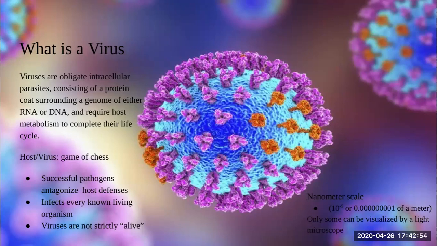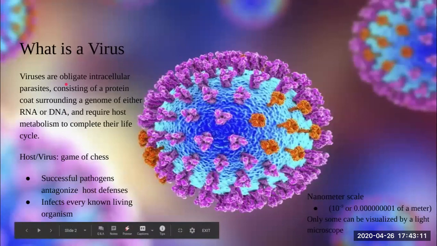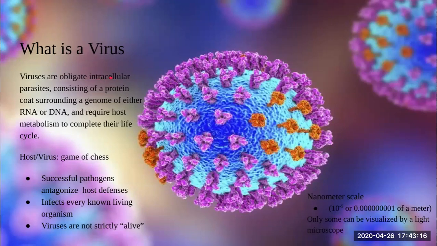So viruses are obligate intracellular parasites consisting of a protein coat surrounding a genome, which is made up of either RNA or DNA, and they require the host metabolism to complete their life cycle. So I just want to break down what that means a little bit. Obligate intracellular, meaning it has to be inside of a cell. It doesn't live on its own outside of a cell, and if it is outside of a cell, it's metabolically inert. It consists of a protein coat surrounding a genome of either RNA or DNA.